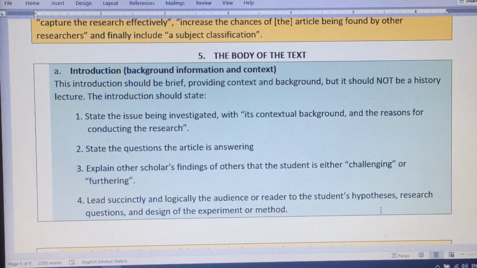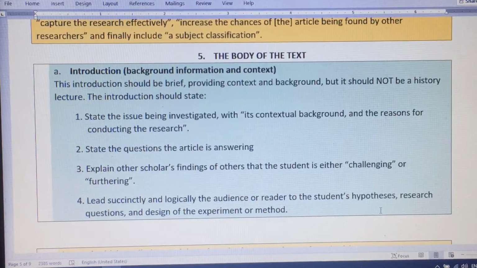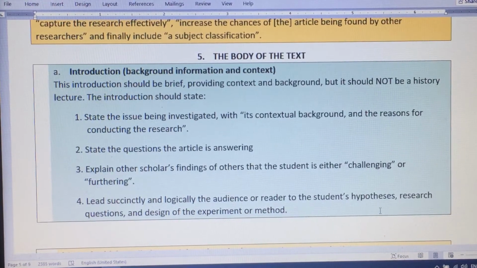Now, the fifth element in a scholarly paper or article that you want to publish is what's called the body of the text, the body of your paper or article. This body of the text is really the heart of your paper or article. And here you have to split it into various elements, which are the introduction or the background information and context.